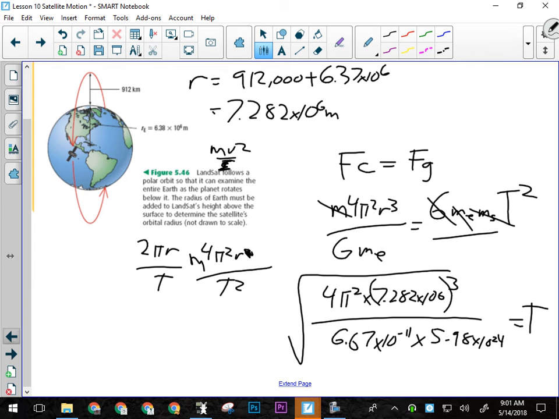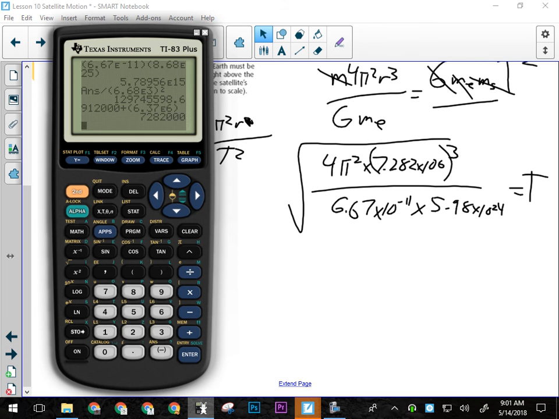Everybody follow my manipulation? That is as tricky a manipulation as you will end up with in this unit, when you have to substitute in and then solve for T. So when we do that, we've got 4 pi squared times 7.282 times 10 to the 6 cubed, divided by what's on the bottom, 6.67 times 10 to the negative 11, times 5.98 times 10 to the 24.